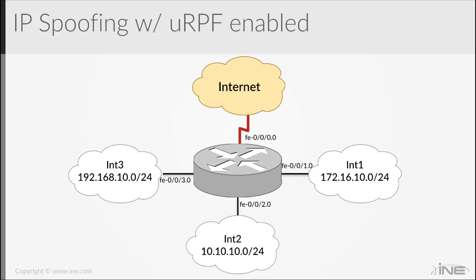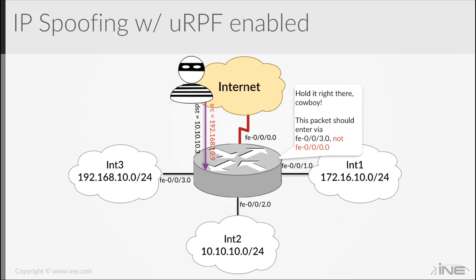So what would happen if we're using URPF? If we're enabling URPF specifically in strict mode, the hacker is going to send the packet, but then upon entering FastEthernet 0/0/0.0, the router is going to see something's wrong. It says, hey, hold right there, this packet should be entering via FastEthernet 0/0/3, not 0/0/0.0. So the packet is denied. It has failed the URPF verification.